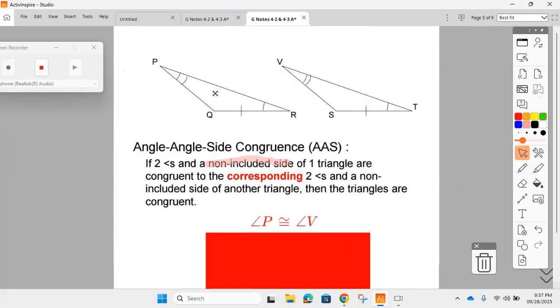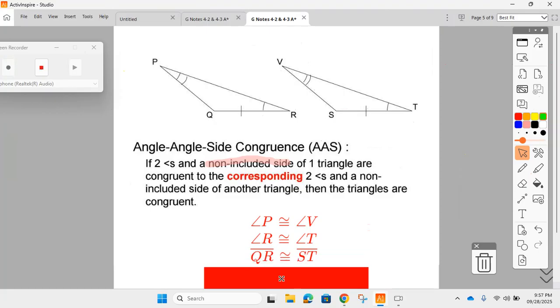So angle P is congruent to angle V. Angle R is congruent to angle T. Segment QR is congruent to segment ST. So these are two angles and a non-included side of one triangle congruent to the corresponding two angles and a non-included side of another triangle.